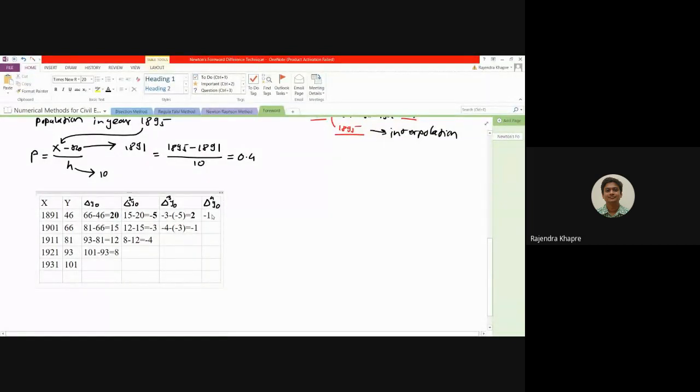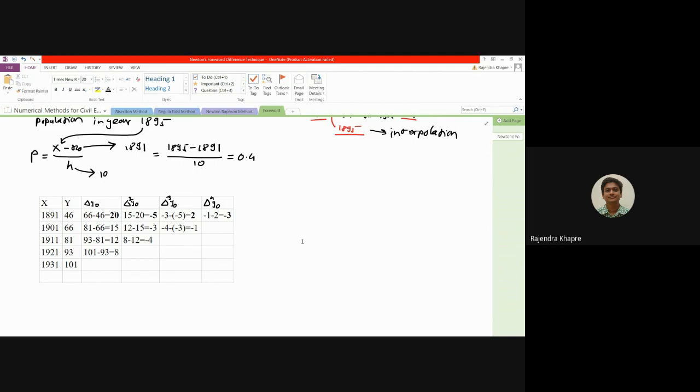Minus 1 minus 2, so this comes out to be minus 3. Okay, so I am just making this value as bold. So remember what I have done. I have done some calculations, and the first value which I am getting, in the first column of delta y0, I am getting 20. So I am making this bold because I am going to use this value.